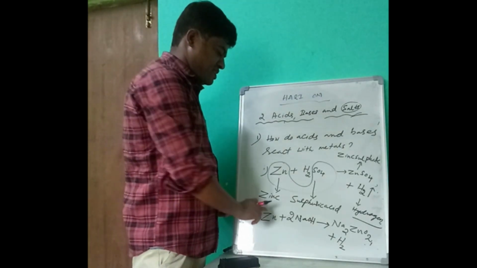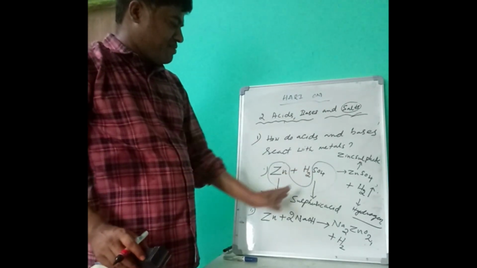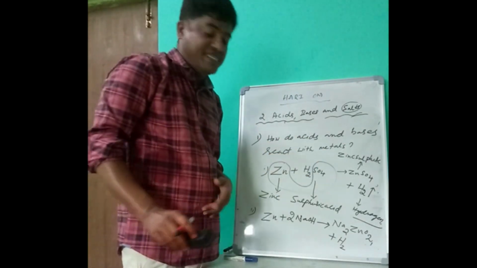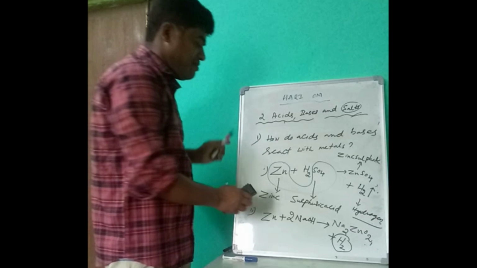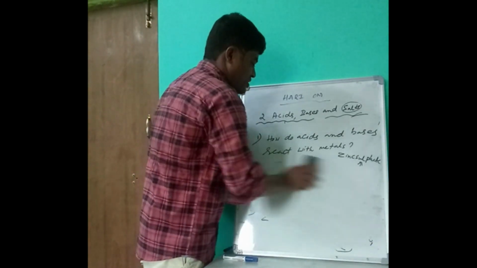This is what happens when a metal reacts with acids or when a metal reacts with a base. Generally hydrogen gas is released. Here you can see the release of hydrogen gas when a metal is reacting with acid and when a metal is reacting with a base.